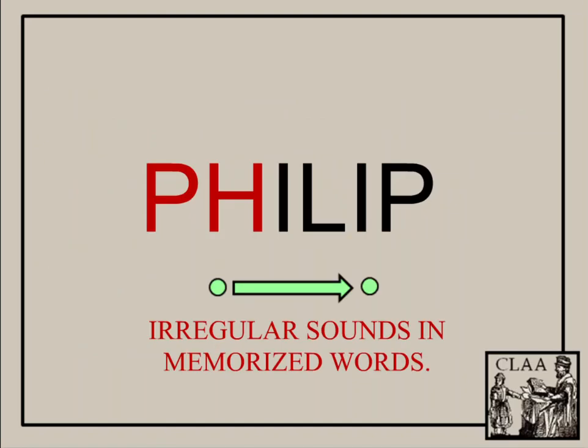In this word, we find the English letter H in the digraph PH. Normally, the consonant P makes the sound P. However, when it's added to the English letter H in the digraph PH, the sound is aspirated and becomes F. Let's read this word together, using the aspirated sound for the digraph PH. Philip, Philip.